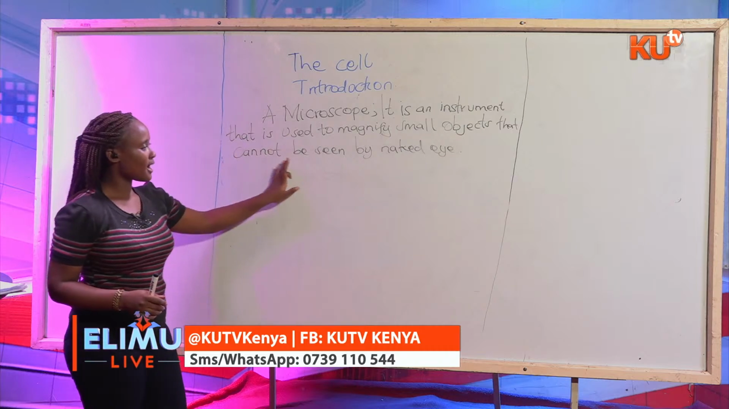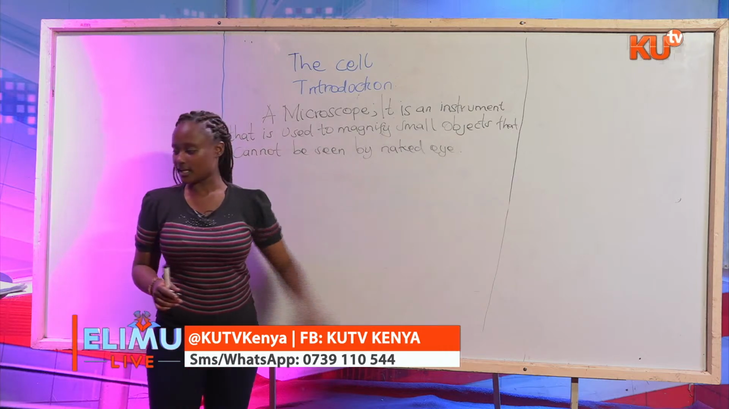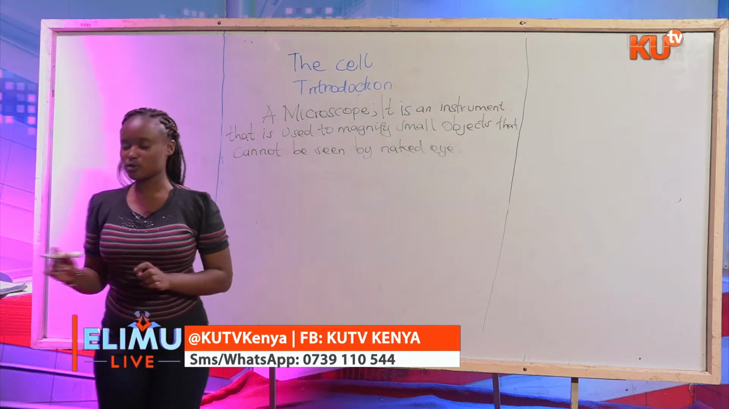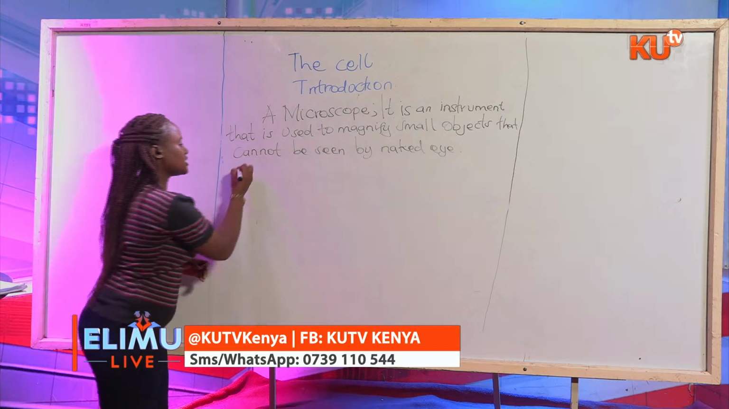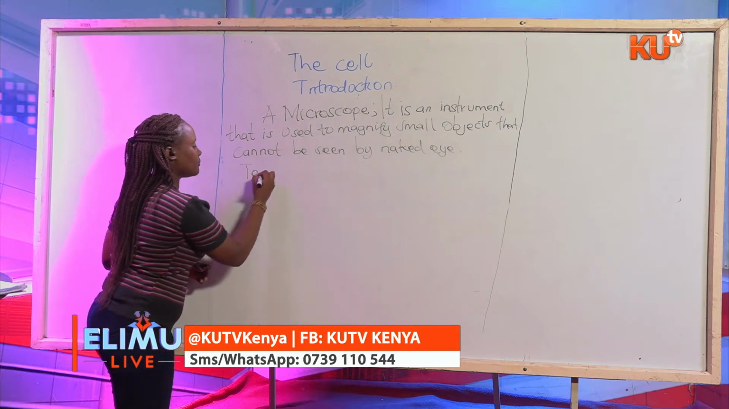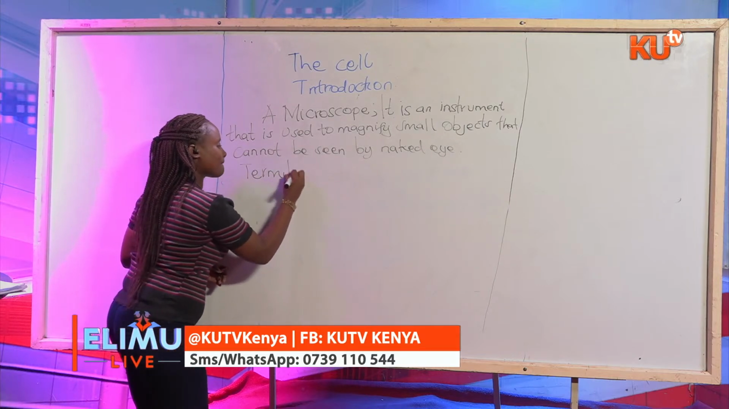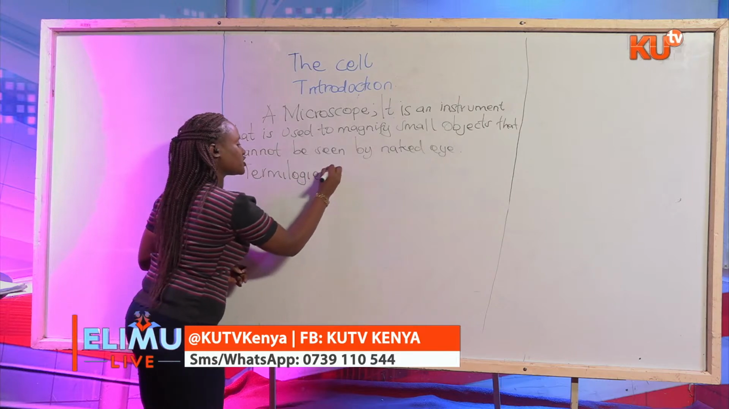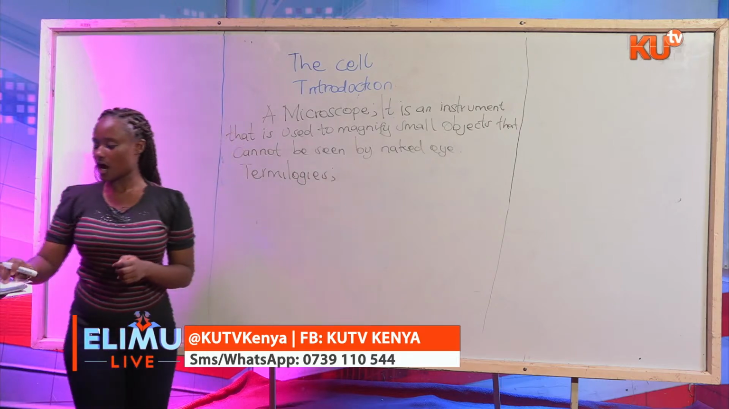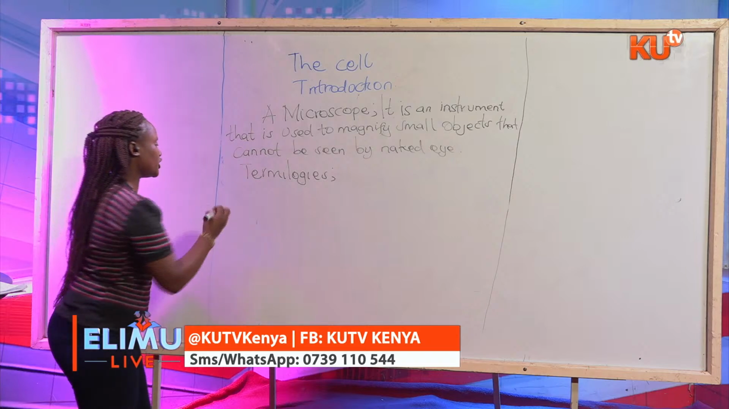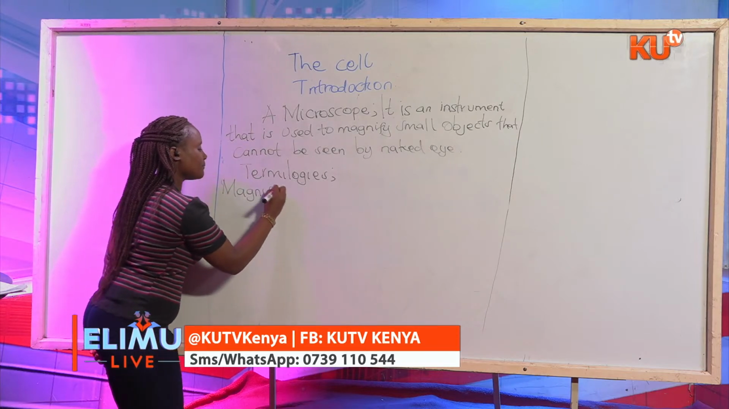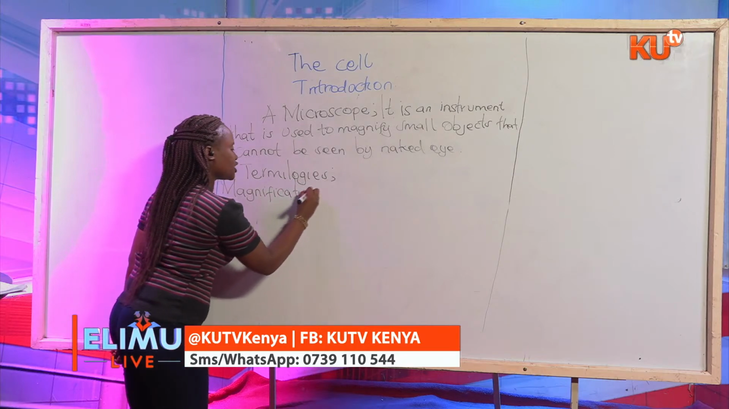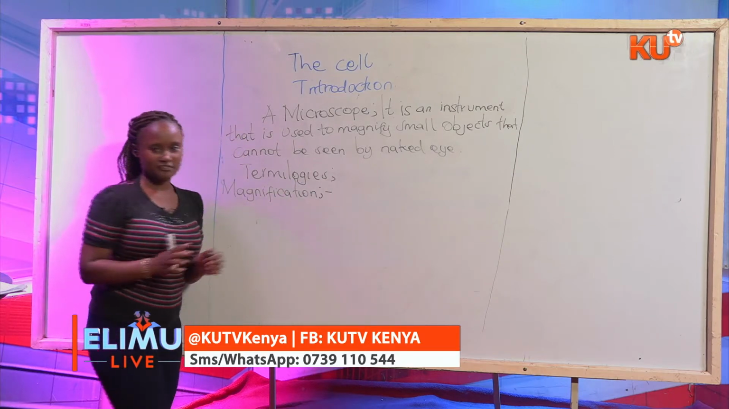that cannot be seen by the naked eye. Now we go to the types. We start with the terminologies used in microscope. First we have magnification. One of the terminologies. So what is magnification?